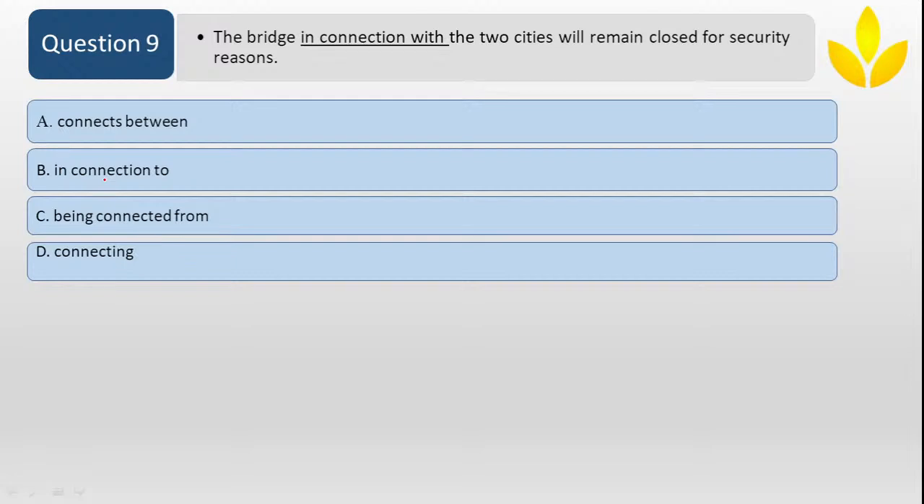So let's say "connects between." No, the meaning itself is connects, so "between two cities" is obviously wrong. "Bridge in connection to" — no, "to" is a prepositional error. "Being connected from" — if "from" is there, from one point to another point, that is wrong. So by process of elimination you can say "the bridge connecting the two cities will remain closed." That is correct.